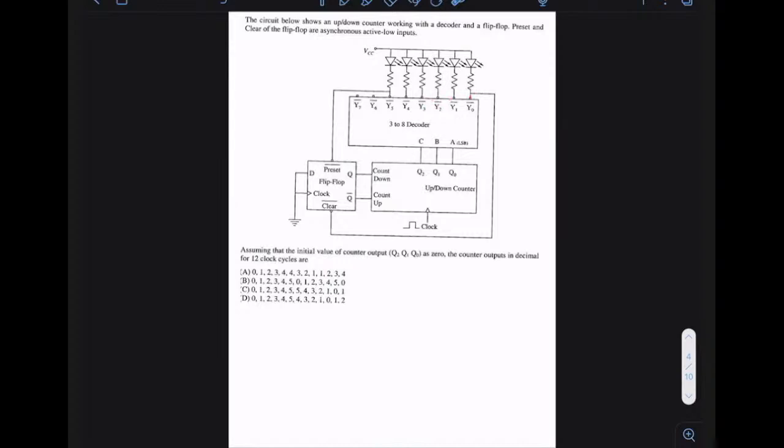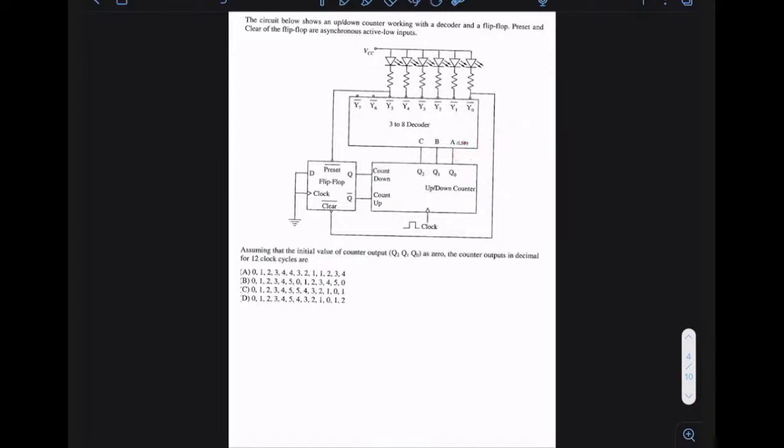Okay. So what is being asked? The question is: assuming the initial value of counter Q2, Q1, Q0 as 0, what is the counter output in decimal for 12 clock cycles? So this is the clock. If this clock is triggered continuously for 12 cycles, what is the decimal equivalent of Q2, Q1 and Q0? This is what the question is.